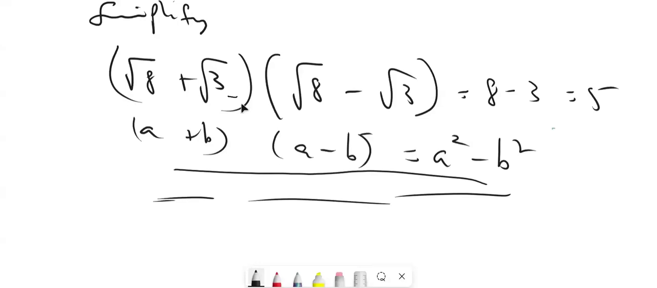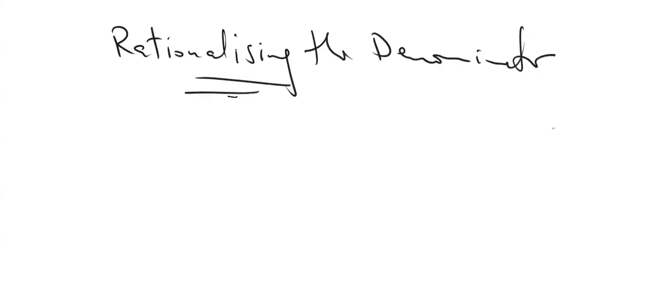Good. We talked about surds, addition, subtraction, and multiplication. We didn't mention division yet, right? Instead of division, you're going to see a lot of the term rationalizing the denominator. You see that, right? What are they talking about here? Let's take an example.